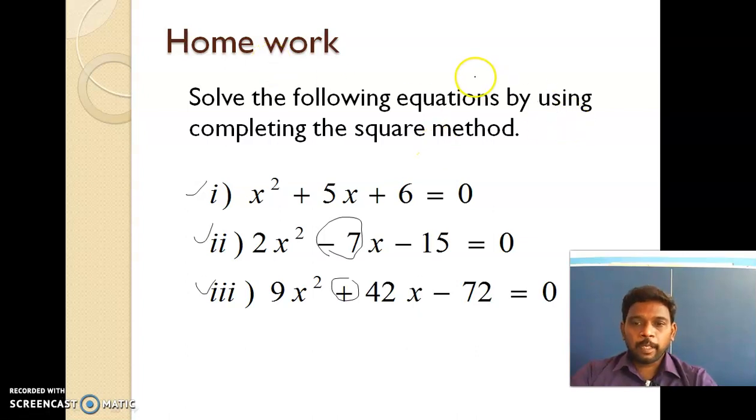Okay. And one more thing, in the first question, the first terms are square numbers only. Here 1x whole square and here 3x whole square, you can write like that. But it is not a square number. So you can multiply through the equation by 2 and then proceed as it is in the examples, right?